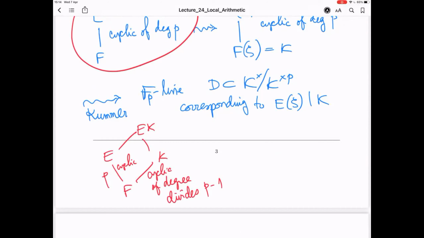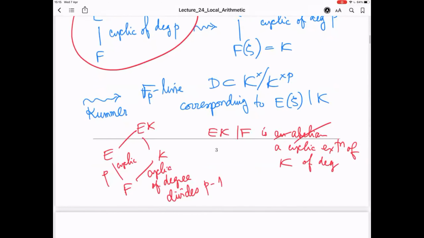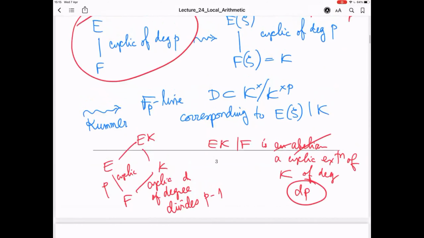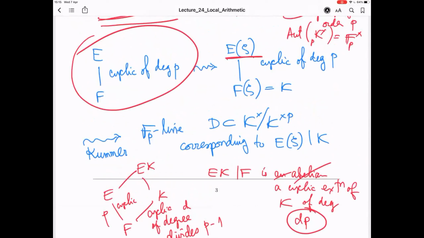So EK over K is an abelian, or actually, in fact, a cyclic extension of K of degree p, and K over F is of whatever degree, let's call it d. Then it's going to be d times p, right? So this is EK. You join zeta, and this is of course going to be cyclic of degree p, and this is going to be cyclic of degree d.